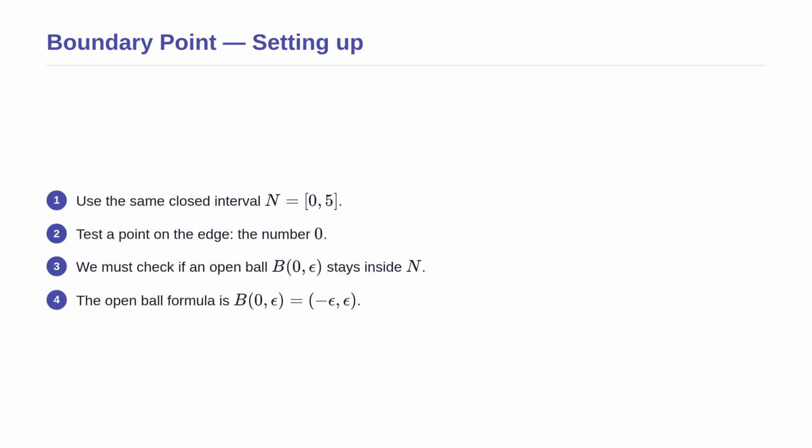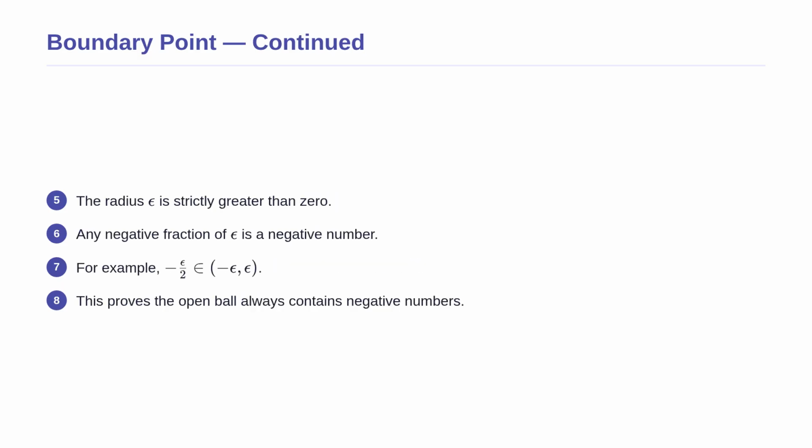Now that we have seen a successful case, let us explore a different scenario using the exact same set. Our set is still the closed interval from 0 to 5. However, this time we want to test a point that sits right on the edge, the number 0. We need to test if it is possible to draw an open ball around 0 that stays entirely inside our set. We set up the general formula for an open ball centered at 0, which stretches from negative epsilon to positive epsilon. Let us see what happens for any arbitrary positive radius epsilon.